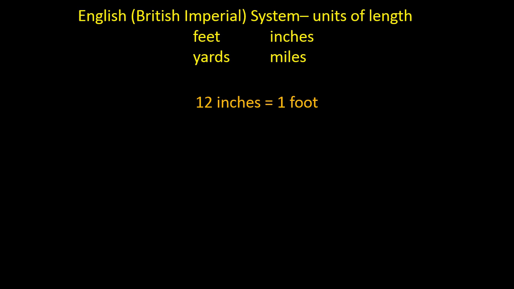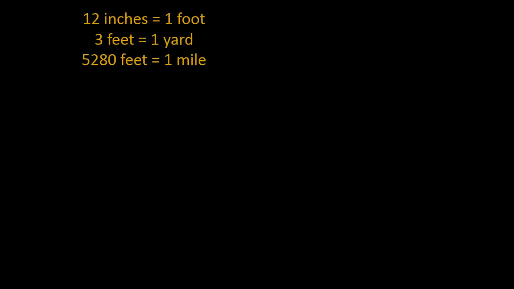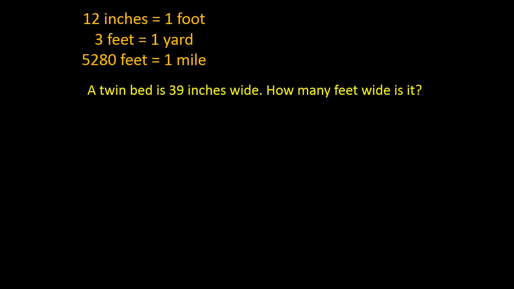So how do we convert from one unit of measurement in the English system to another? Well, it's a kind of cumbersome relationship between the units. For example, there are 12 inches in 1 foot, there's 3 feet in 1 yard, and there's 5,280 feet in 1 mile. So if we want to convert from one unit to another unit, we have to know these conversions to do that conversion. So let's keep those conversions handy while we think about this.